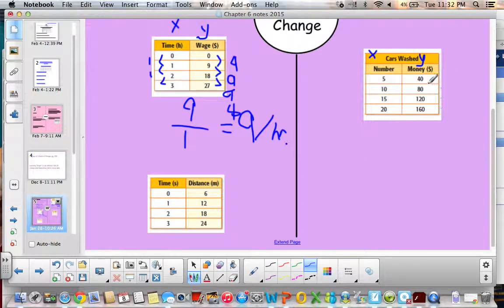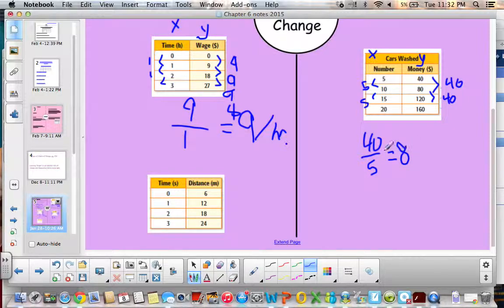I can see that I'm increasing my y's by 40. So $40 every time I'm going up. And then my number of cars are increasing by 5 every time. So now I'm going to take my change in y, which is 40, and then divide it by my change in x, which is 5. So 40 over 5 is 8.